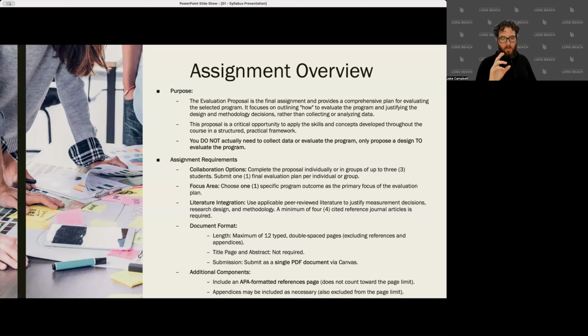So title page and abstract, I don't require it for this. Again, you have 12 pages, appendices, and rubric. Title page is not wholly relevant. The abstract is in itself a summary of a proposal, so I don't need the additional abstract. You should have an APA formatted references page. Again, that doesn't count towards your page limit, and the appendices don't either.